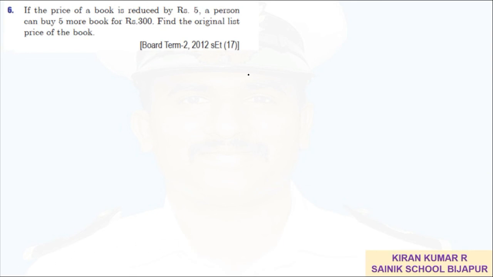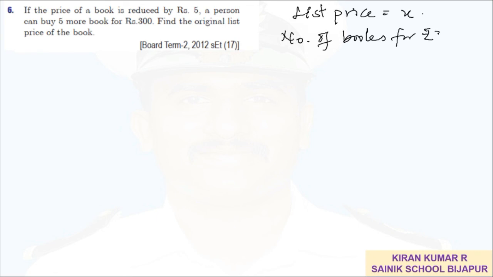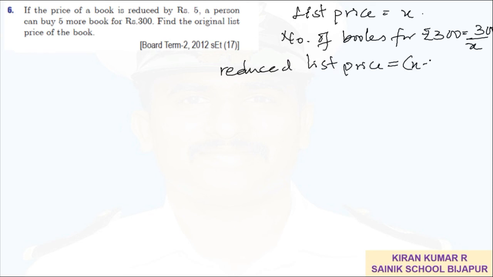If the price of a book is reduced by rupees 5, a person can buy 5 more books for rupees 300. Find the original list price of the book. Let me consider the original list price as x. So the number of books for rupees 300 will be 300 upon x. So the reduced list price will be x minus 5.